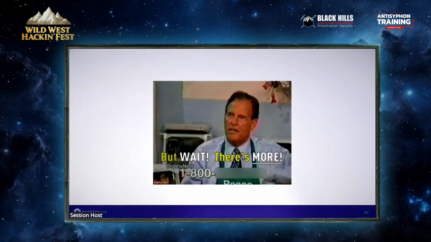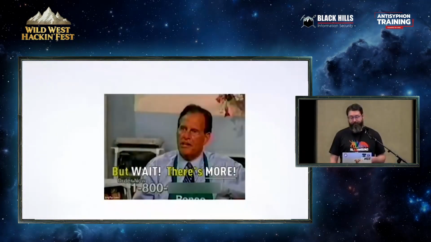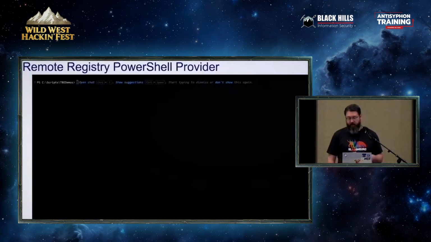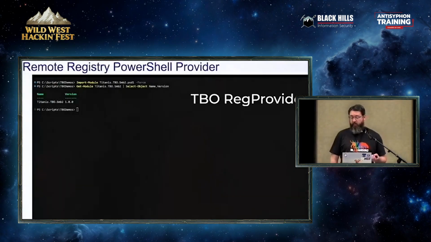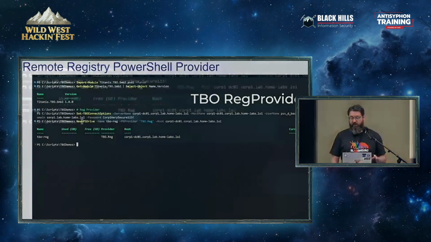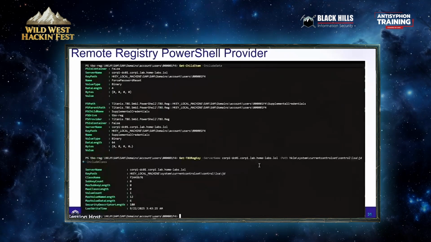But wait, there's more. Remember, Titanis recently added that remote registry protocol support in the feature branch. So here we have a PowerShell provider for remote registry. Again, this is using the same connection options. We can create a PowerShell drive. We can browse the registry like it was a file system, and we can retrieve information from keys and values. And remember, this is all live remote access on a domain controller.